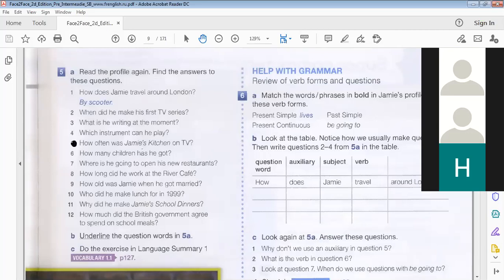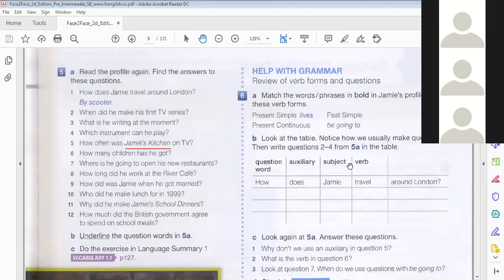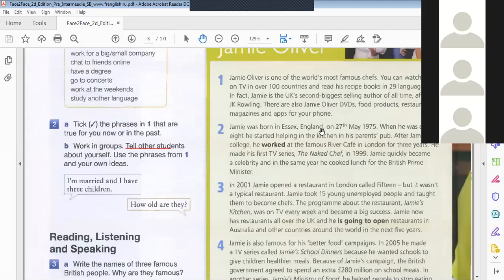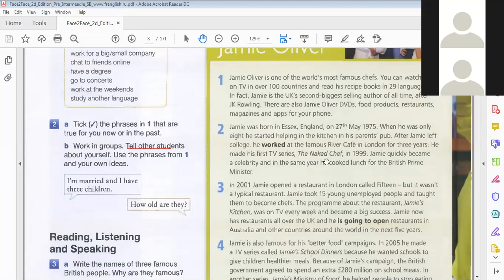That's right. And how often was Jamie's Kitchen on TV? This program, how often was it on TV? Once a week? Let's check. It says here... No, not in the first paragraph. Yeah, correct. Every week. You can see it in paragraph 3. This is the answer. So Jamie's Kitchen was on TV every week. So maybe this is one of the reasons why he's famous, because of his TV program, his TV show.